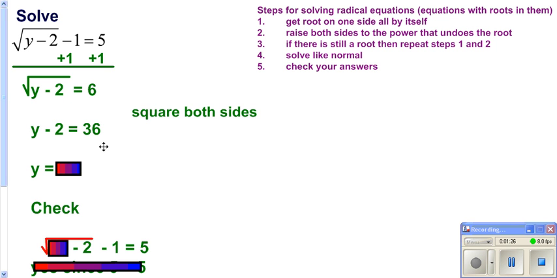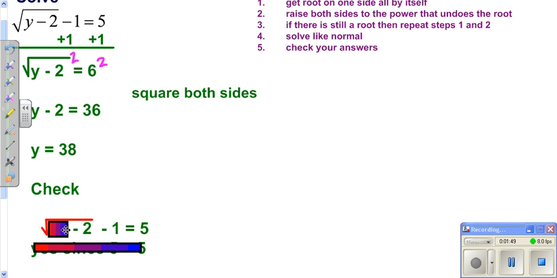And you get this, because when you square both sides here, your squaring on the left undoes your root, and then you get 6 squared on the right. Well, then all you have to do is just go ahead and add 2 to both sides. Now this is your answer, but you need to check to see if it works. So you plug it into your original problem up here, so you replace this y with the 38. 38 minus 2 is 36. Square root of 36 is 6, minus 1 is 5, so yes, this one works.